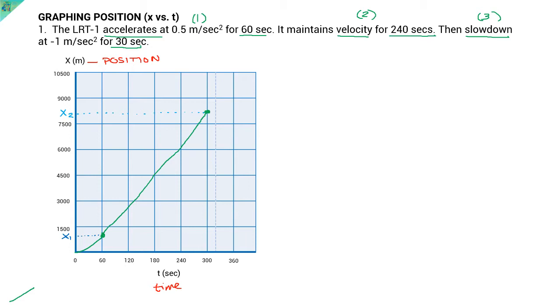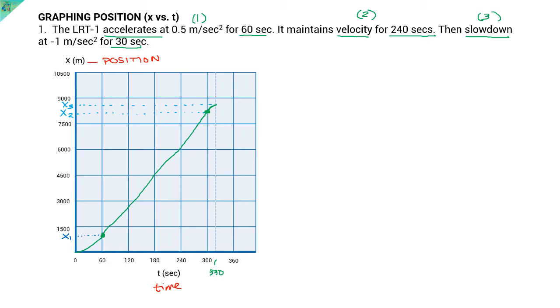Next is the third situation, whereas it slows down. So katulad ng discussion natin kanina, when we say it slows down, what we're going to do is that we are going to draw a parabolic curve, but it's negatively skewed, so medyo pababa siya, for about 30 seconds more. So that's 300 plus 30, that's 330 seconds. So about there. Yan. So this is mainly our rough graph, and that should also be at a certain position, which I'll call x3.